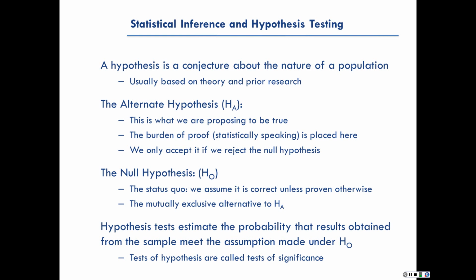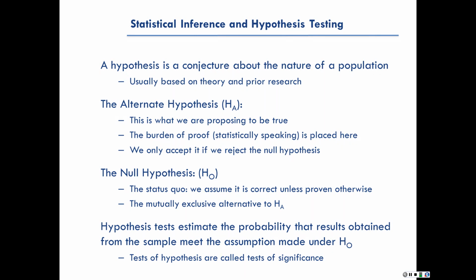And the null hypothesis is the status quo. This is what is already assumed to be correct or maybe shown to be correct by prior research. And we assume it unless we can prove otherwise. And so again, we place the burden of proof on ourselves in that we're assuming the status quo, and we're only going to accept our alternate hypothesis if we can prove the status quo wrong.